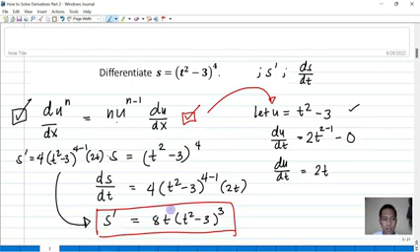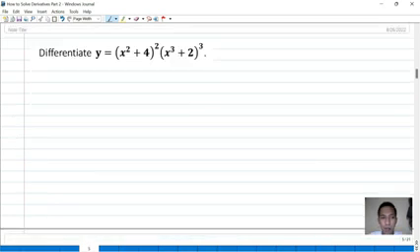So let's go to our next problem. Okay, so we have here, guys, our next problem. Differentiate y is equal to the quantity x squared plus 4 squared times the quantity x cubed plus 2 cubed. So we have these two expressions na nakamultiply to each other, so we can use our product rule.